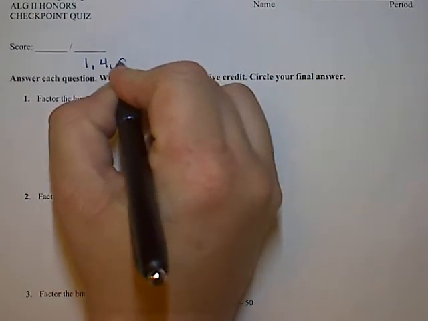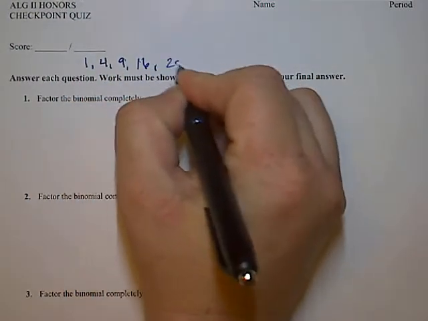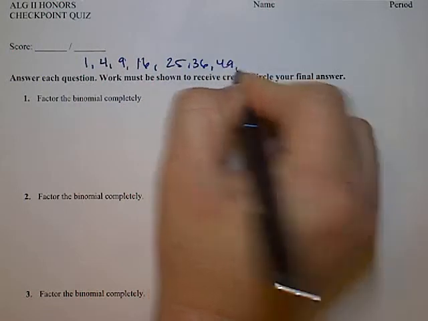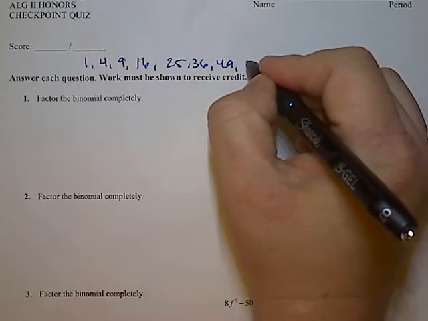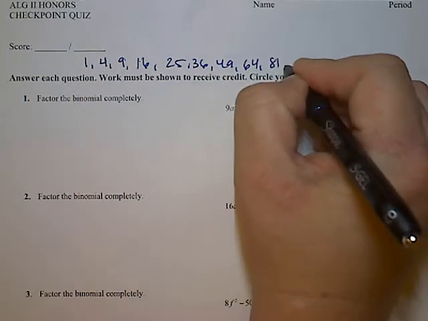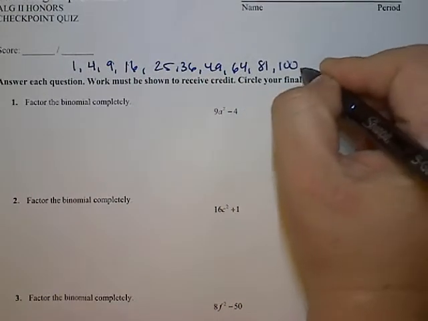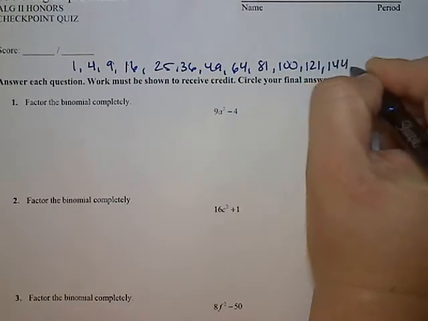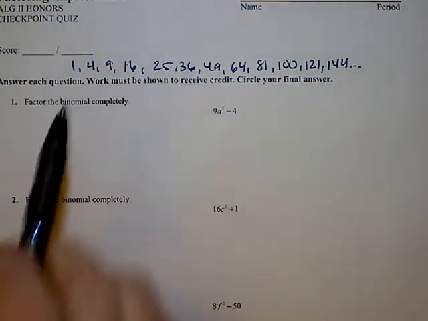1, 4, 9, 16, 25, 36, 49. I know you've all learned these before. 64, 81, 100. Doesn't just stop at 100. 121, 144, and it goes on and on and on. Now, how do we achieve those numbers?